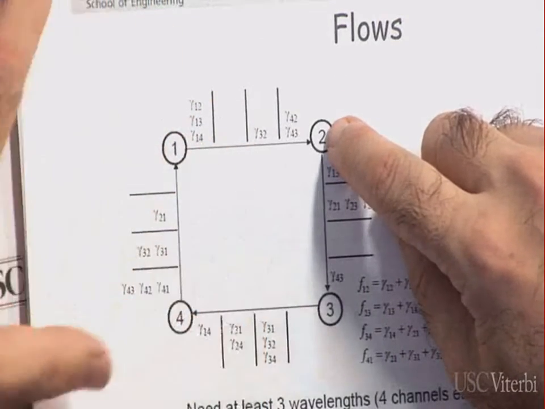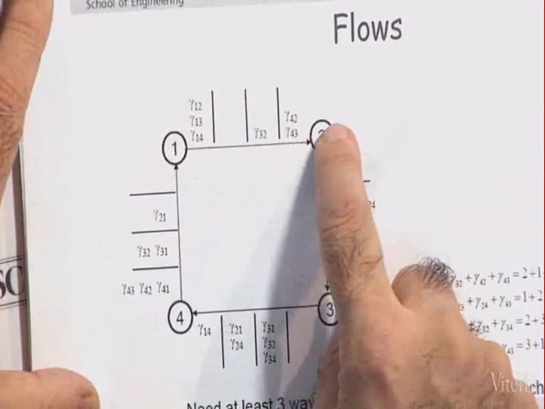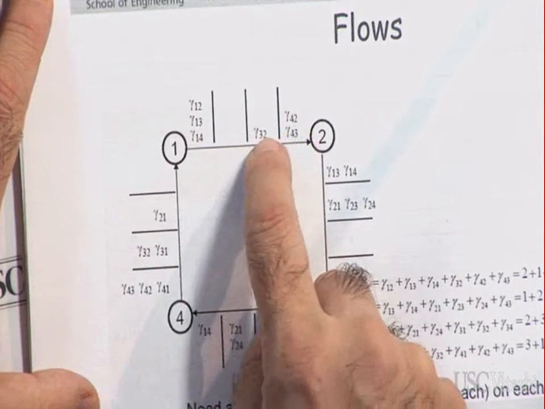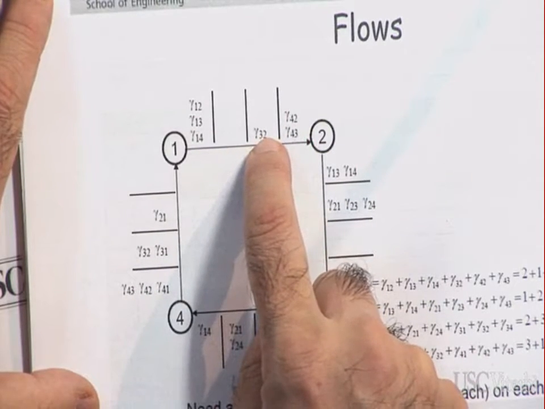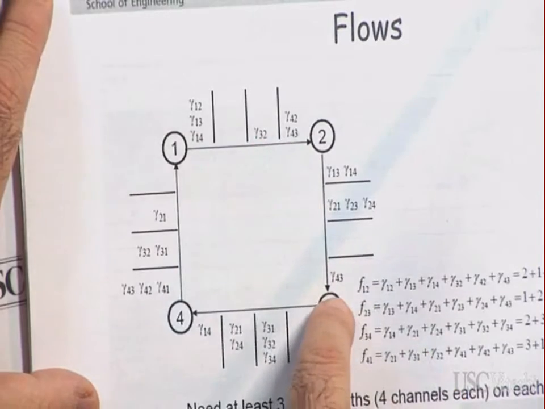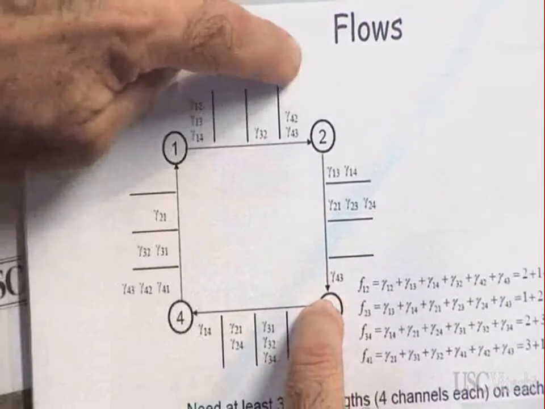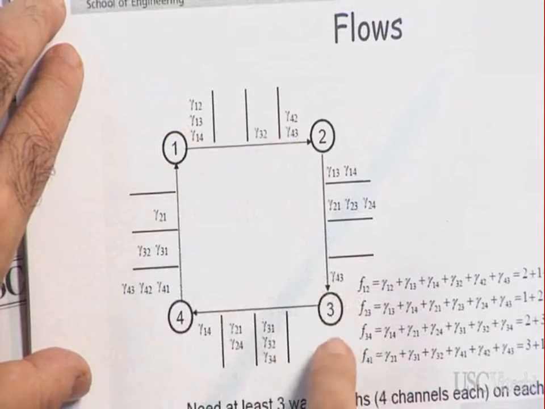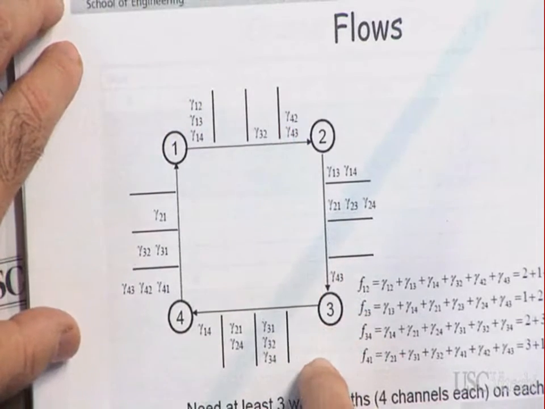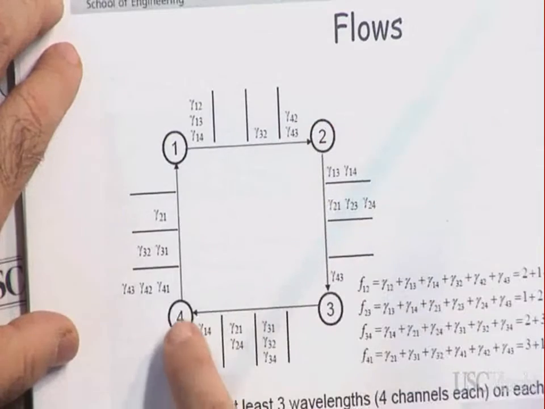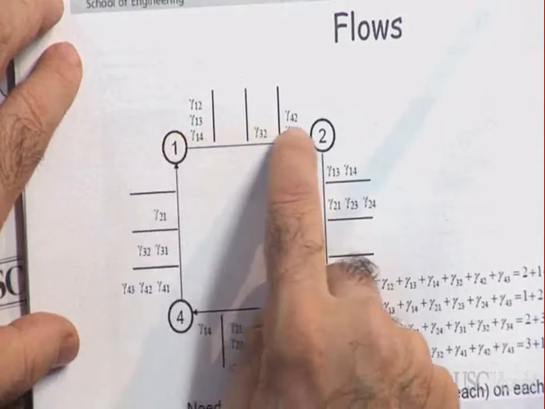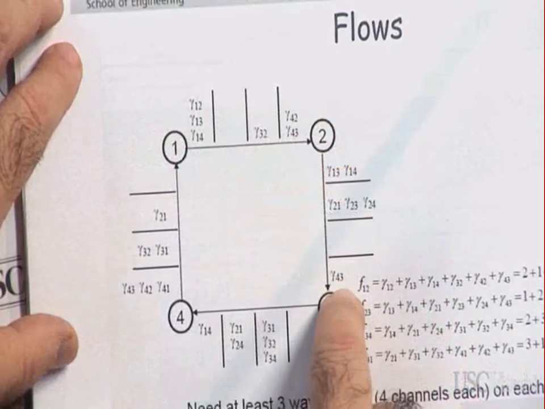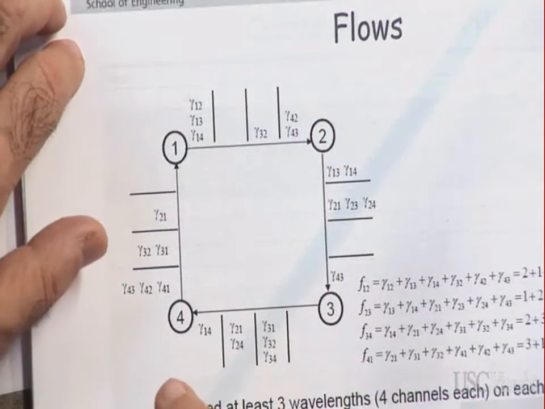Any traffic that originates from 2? No. There is no traffic that originates from 2 that will go over this link. Any traffic that originates from 3? If 3 wants to send to 2, it will go over this link. Are you following me or not? Okay. How about 4? 4 to 2 and 4 to 3. Did you get this or not?